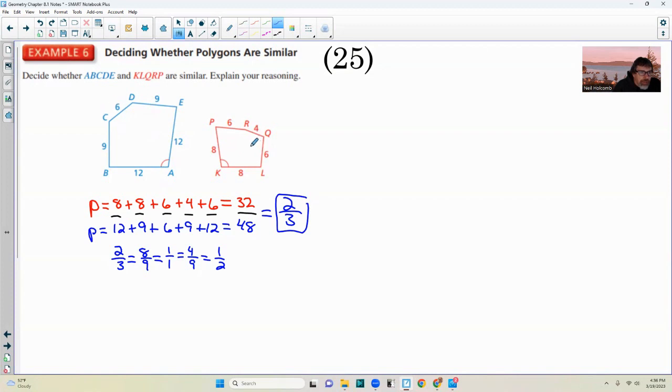Our perimeter scale factor was 2/3. But each piece is not equal to 2/3. So therefore, these two polygons are not similar. The book shows how they scaled it down and reflected it, and it didn't match, but this proves it right here. Our ratios cannot be all different. They should equal the perimeter ratio, and they don't. And that is your explanation. So after doing that problem, you should be able to do problem number 25 in your exercises.